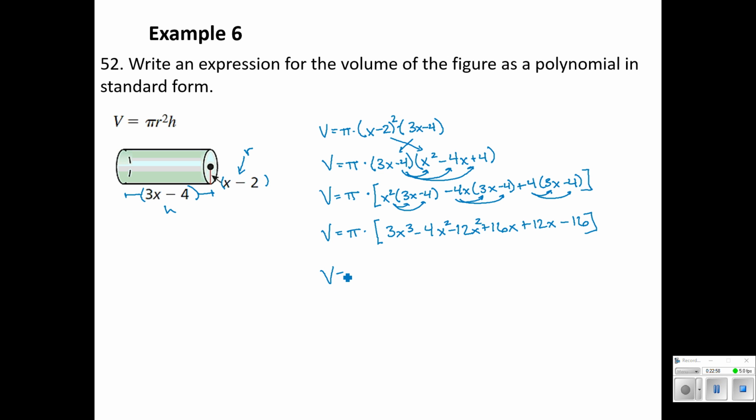All right, so after we distribute, we just need to combine like terms, and we will have our answer. 3x cubed minus 16x squared plus 28x minus 16. And that's all being multiplied by pi, and since that is a volume measurement, the result will be in units cubed.